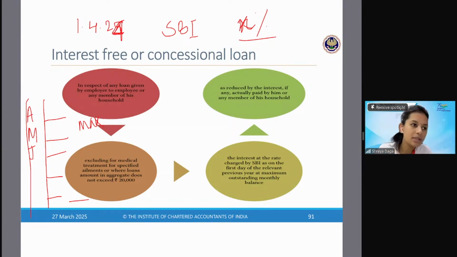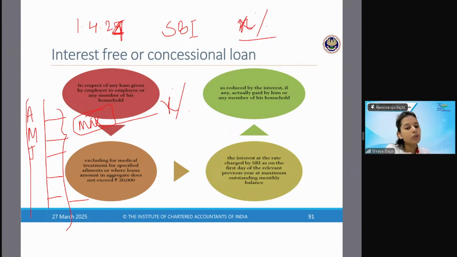Then you calculate this value on a zero base, and you ultimately arrive at no perquisite. So lawmakers are also very smart. They say that this kind of adjustment won't work with us. We will take the maximum monthly outstanding balance. That means the maximum you must have at any time enjoyed. We will take that, and on that, you need to calculate the SBI rate of interest.